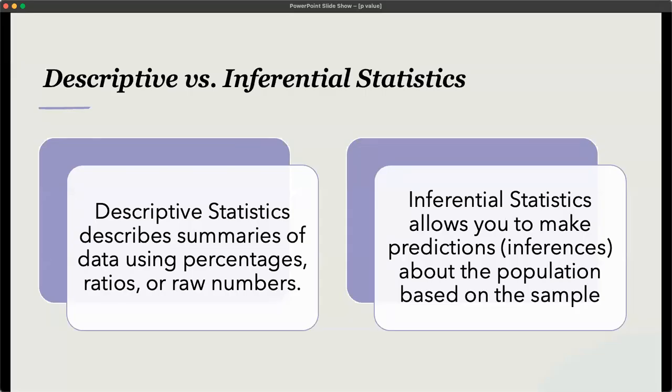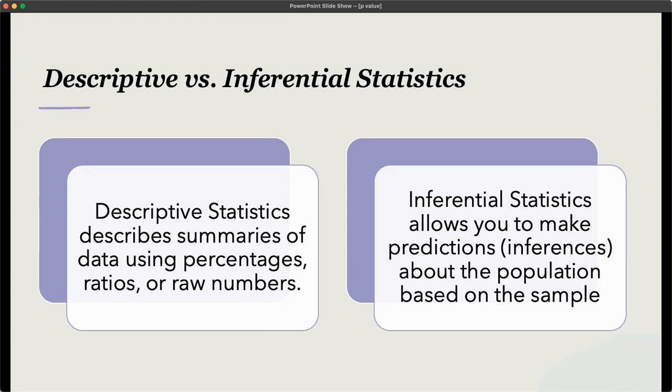Now, remember, descriptive statistics are the summaries of data using percentages, ratios, or raw numbers. So if I say 75% of the participants responded in this particular manner, or 30 out of 50 of the participants responded in this particular manner, I'm just giving raw numbers or percentages or ratios. I'm not telling you if it is statistically significant. So these are just descriptive statistics.